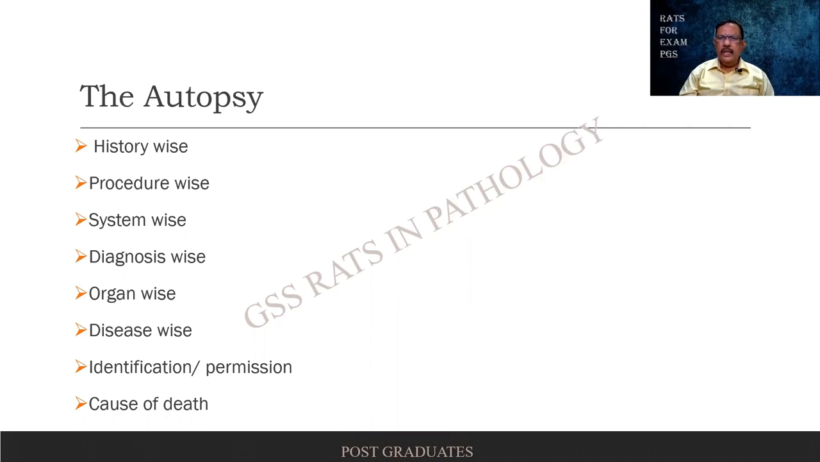This is another way that I compiled. The autopsy questions can be history-wise, based on the history that I have got, or it can be based on the procedures that could be done. What is the system that was affected? What are the diagnoses? What can be the other changes in them? It can be the organ. What are the other changes you can find in that organ? Disease-wise, etc. Identification, permission, as I mentioned earlier. And finally, what is the ultimate cause of death? After all, that is supposed to be the purpose of autopsy.